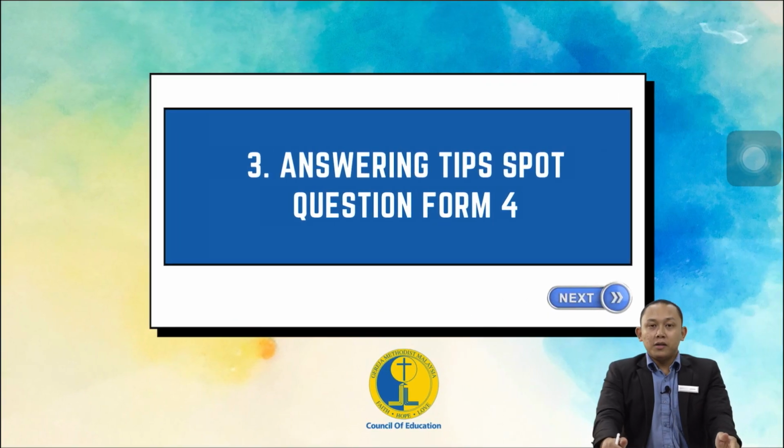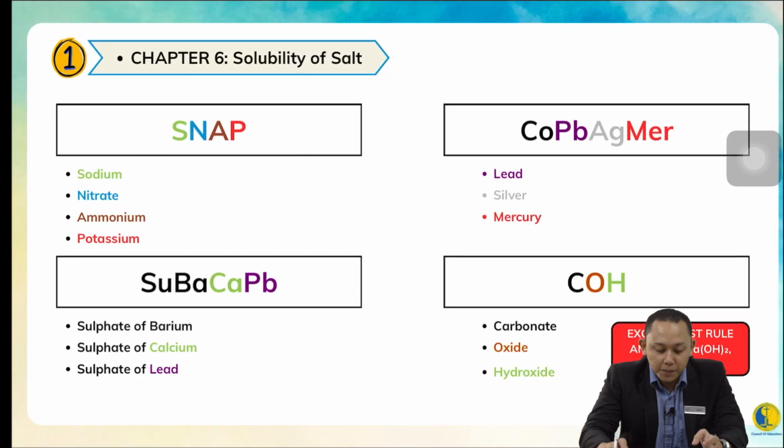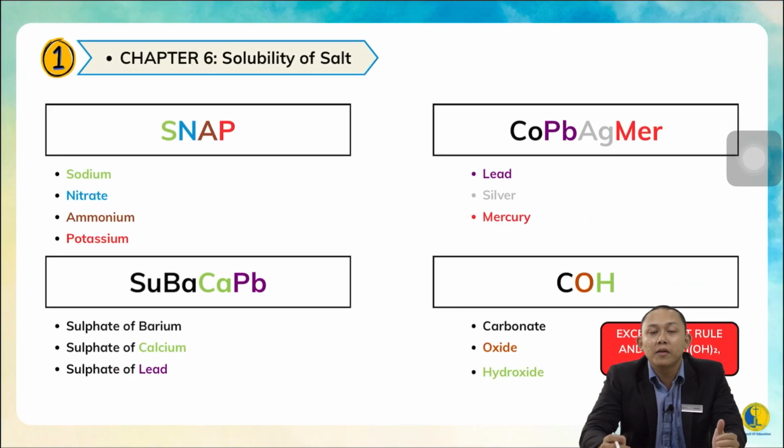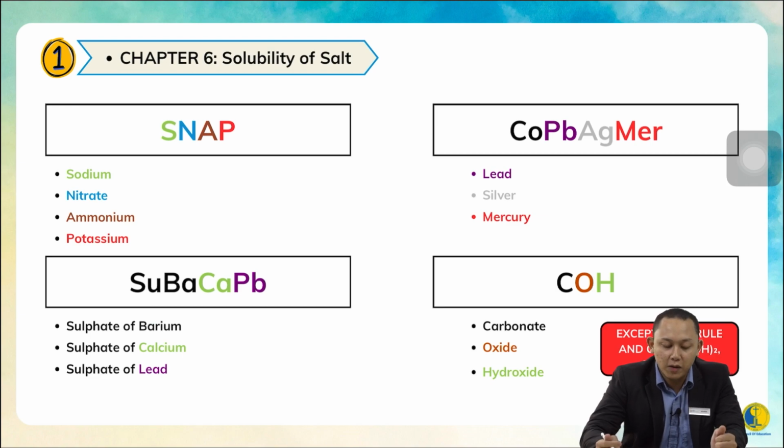Now I'm going to proceed with the most famous chapter for your Form 4, which is your chapter 6. I'm going to pick one subtopic in chapter 6, which is the solubility of salt. There are a lot of salts that you need to memorize, so I'm going to share with you 4 rules that we can use to know which salt is soluble in water and which salt is not soluble in water.